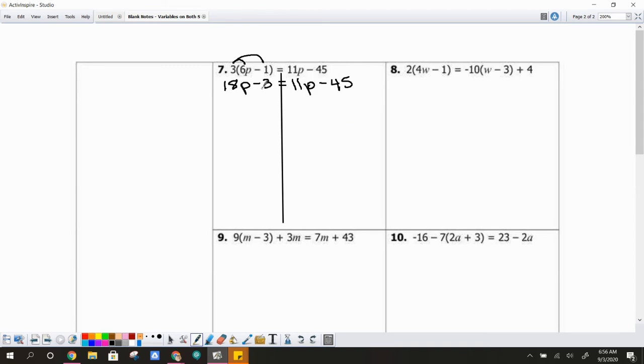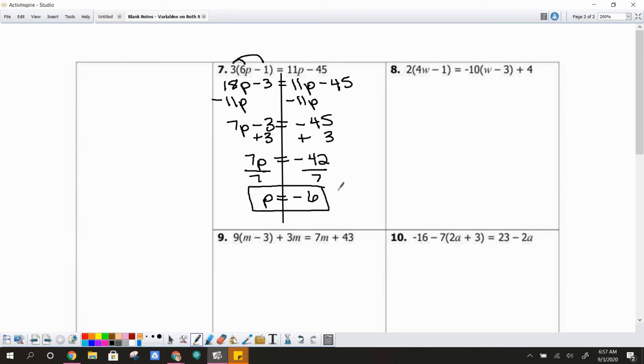And I'm going to go ahead and move my smaller variable, which would be the 11p. 11 is smaller than 18, so minus 11p. So over here, I'm left with 7p minus 3 equals -45. And now I need to move my constant to the other side of the variable. So 7p equals -45 plus 3. It's a -42. Divide both sides by 7. p equals -6.